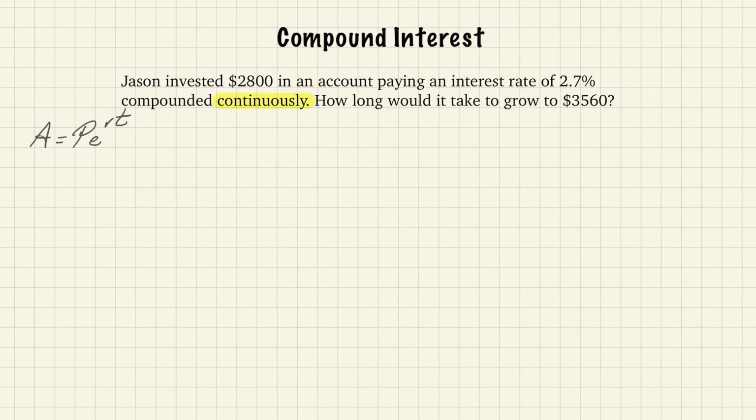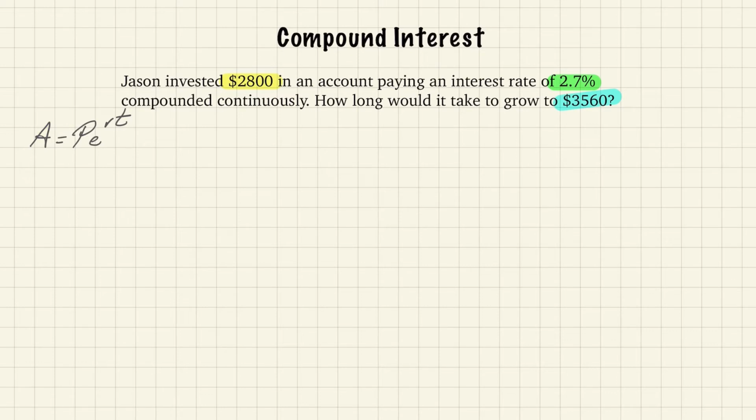So continuing to read our problem, we have here Jason invested $2,800. This is a key piece. This is his investment, in an account paying an interest rate of 2.7%, compounded continuously. How long would it take to grow to be 3560? Okay, so we have our A, this is our amount here. The 2,800 is going to, oh no, I apologize. That is incorrect.